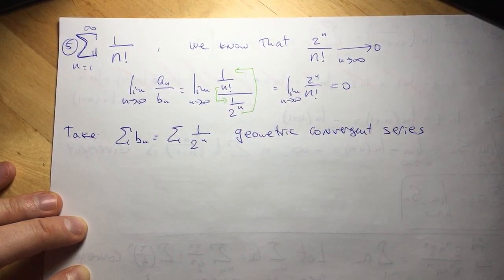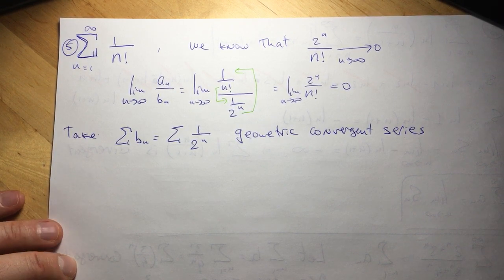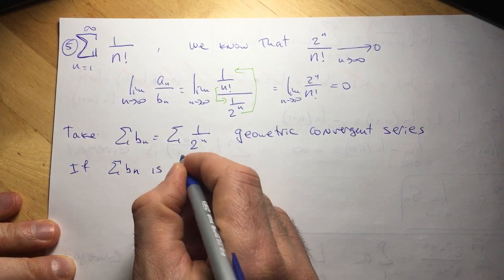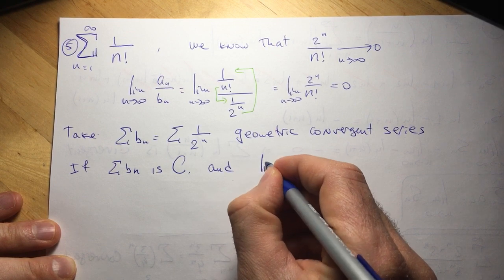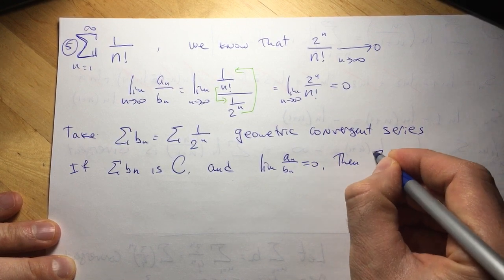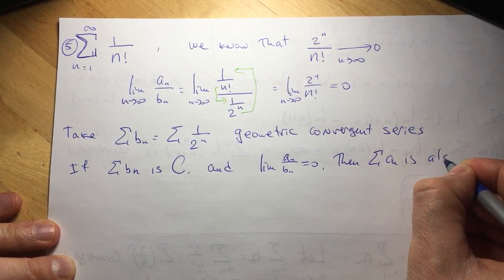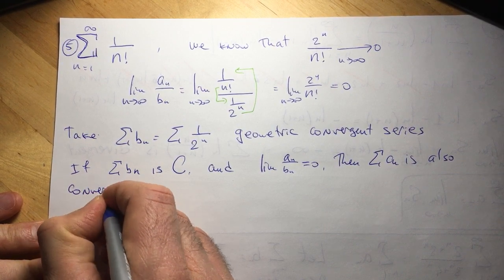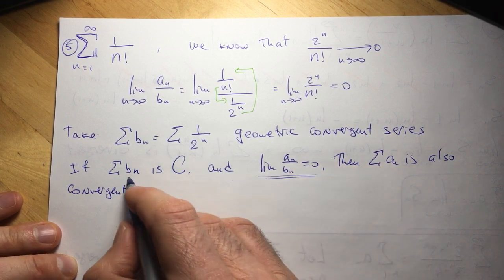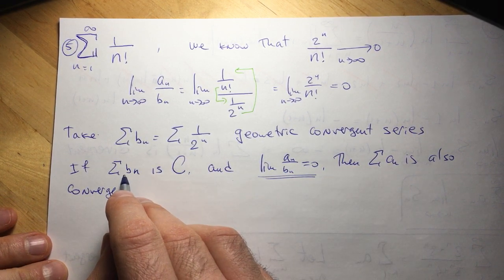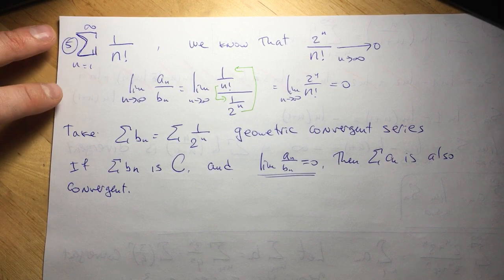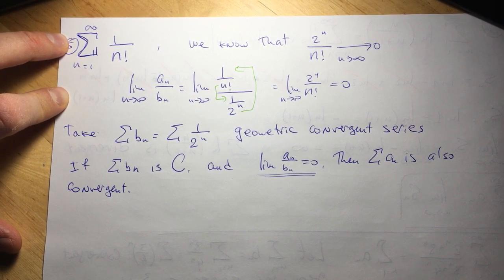And this is 0, right? This limit is 0. And we said that as long as the sum of bn is convergent and the limit of an over bn is equal to 0, then the sum of an is also convergent. So this situation, when the limit is 0, works only when our series bn is convergent, and that's what we have here. So I can use this version of the limit comparison test.